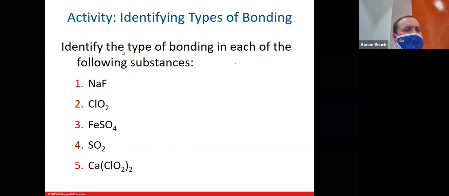So, based on everything that we've discussed, in an identification sense, let's try to identify the types of bonding in each of these substances. So our first one, NaF, sodium fluoride. Is this an ionic compound or a covalent compound?